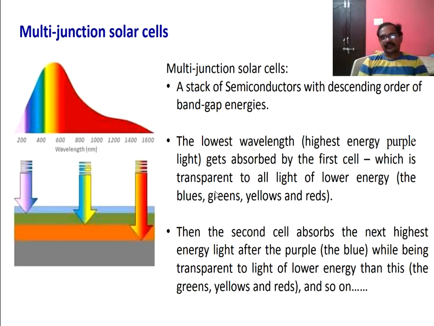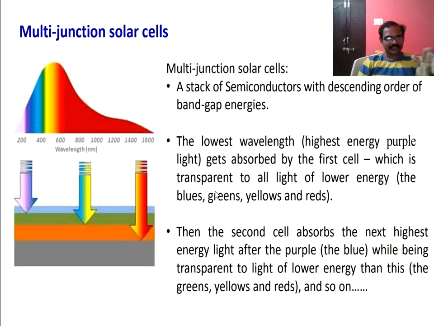Here, instead of two materials, we go for 3 or 4 materials: triple junction, quadruple junction or pentajunction. We can go for heterojunction solar cells. So far, they have made only 3-junction solar cells. So what are multi-junction solar cells? A stack of semiconductors with descending order of band gap energies. That is, the top layer will have a high band gap, the middle layer will have a lower band gap compared to the top layer, and the bottom layer will have the least band gap compared to the above 2 layers.